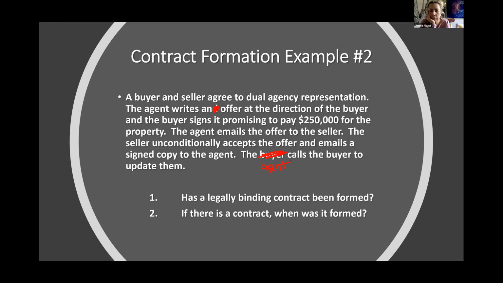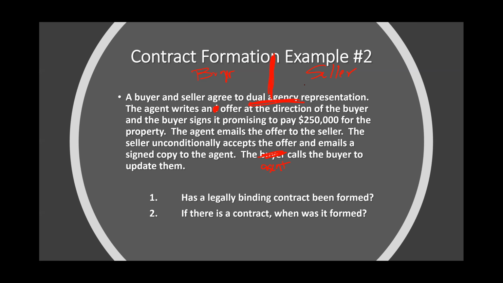So if I was doing my buyer and seller here, here's what I would say. I've got buyer on this side, seller on this side. There's the line between them, correct? Where is the agent, folks? Or which side are they on? Seller. It's a dual agency.